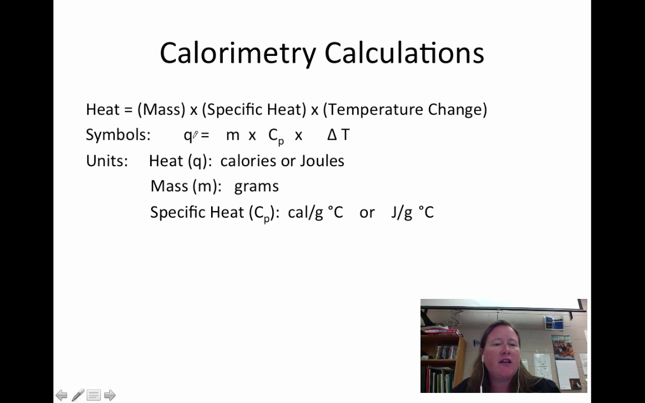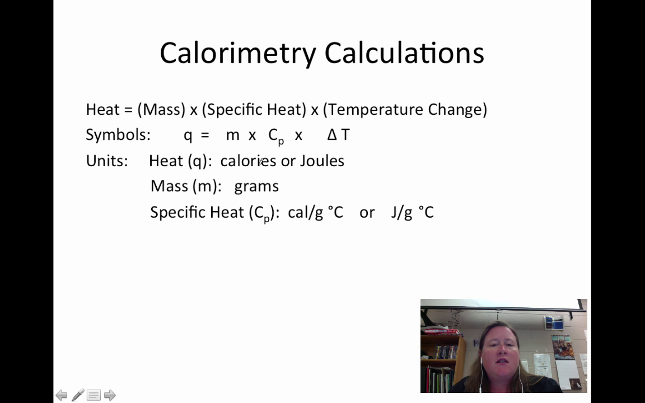The symbol for heat is Q. The symbol for mass is M. Specific heat has a symbol of C with a little subscript P. And this delta symbol is the classic symbol for change, the same sort of symbol you'd see with a slope calculation, the change in y over the change in x. So this means the temperature change. The units that heat is measured in include calories and joules.